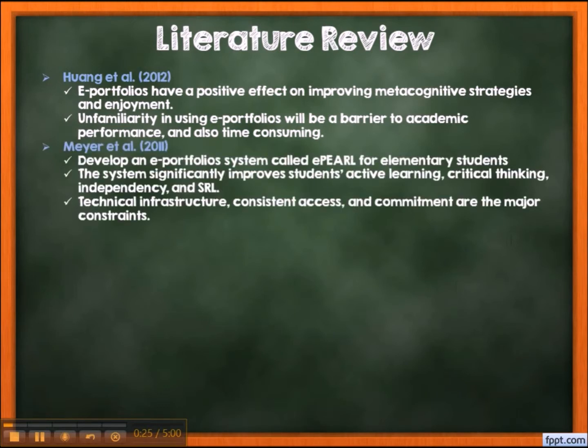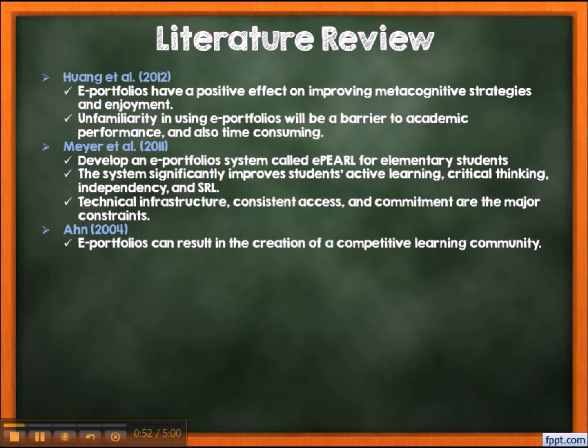The next paper is from Meyer, 2011. They developed an e-portfolio system called ePEARL for elementary students in Canada. The system significantly improves students' active learning, critical thinking, independence, and self-regulated learning. However, technical infrastructure, consistent access, and commitment of the teachers are the major constraints.